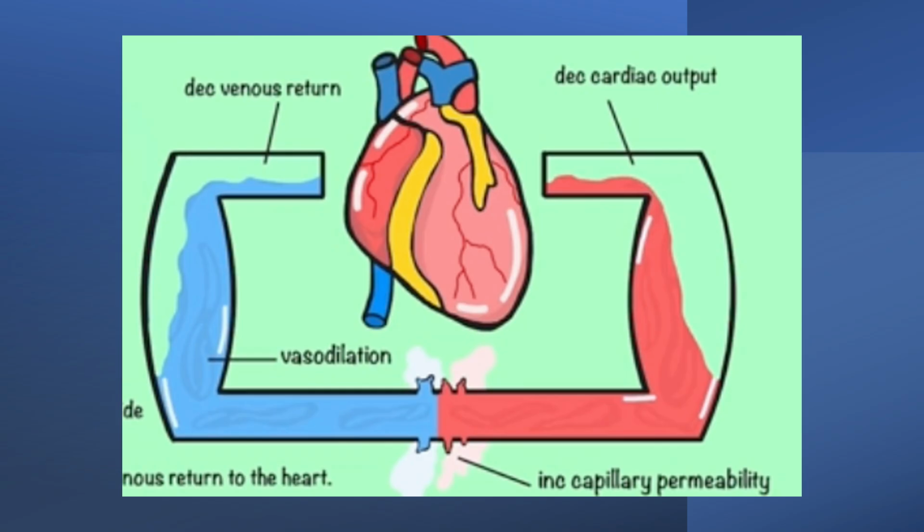Aside from treating the underlying cause, these patients will often require pharmacological therapy to support their drop in systemic vascular resistance and mean arterial pressure. This will help to improve cardiac output and thus end organ perfusion, and we will go on to discuss these pharmacological therapies a little bit later on in the presentation.